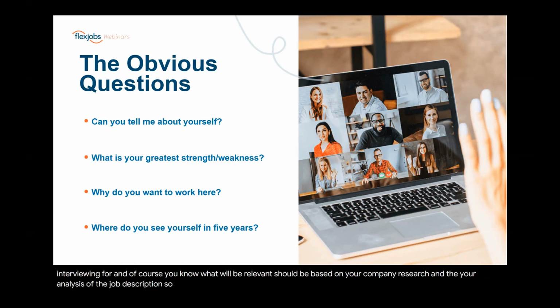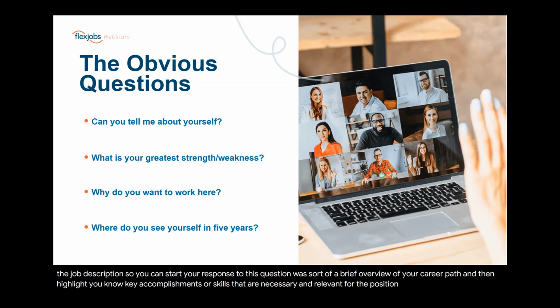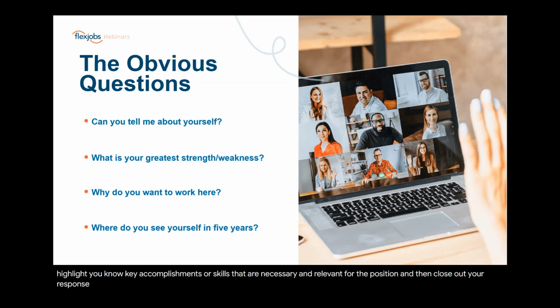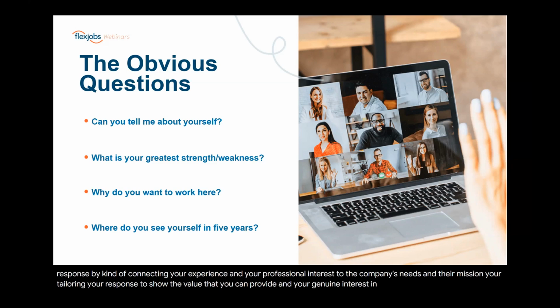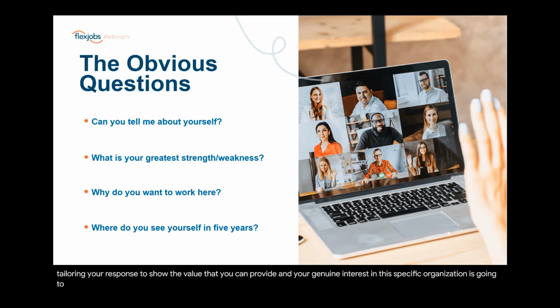So you can start your response to this question with a brief overview of your career path and then highlight key accomplishments or skills that are necessary and relevant for the position. And then close out your response by connecting your experience and your professional interest to the company's needs and their mission. Tailoring your response to show the value that you can provide and your genuine interest in this specific organization is going to help give the interviewer a clear sense of why you're a strong candidate.